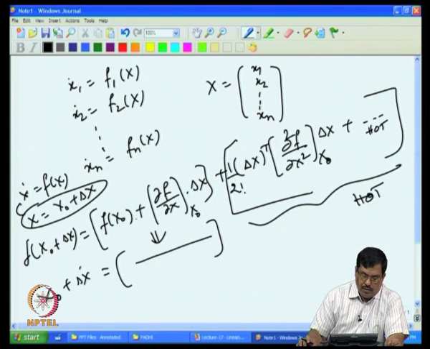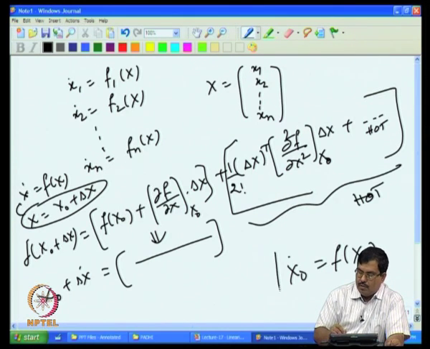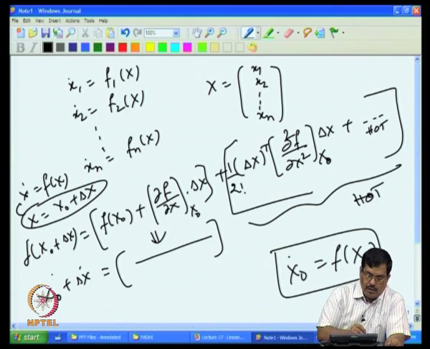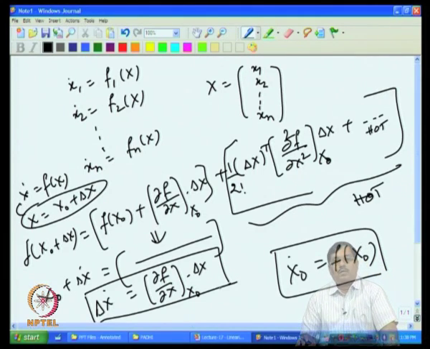So, what are you having then? Now, x 0 dot is equal to f of x 0, because that is an operating point. So, I can substitute that and cancel out. What I have left is delta x dot is equal to del f by del x evaluated at x 0 times delta x. That is the differential equation that I consider as the linearized system, and this is nothing but my A matrix.